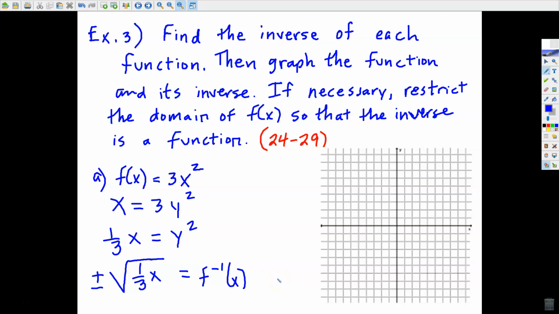Okay, so let's graph y equals 3x squared. It's going to be a parabola, and the y-axis is going to be our symmetry line. I know that because there's no linear term, and the y-intercept is 0. So if I input 0, I get output 0.